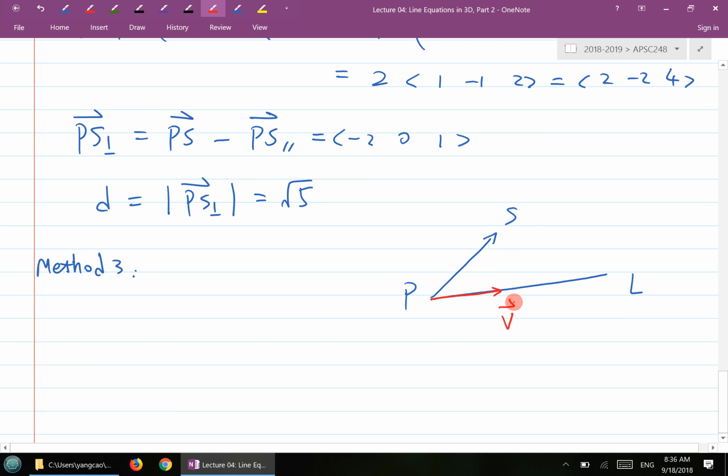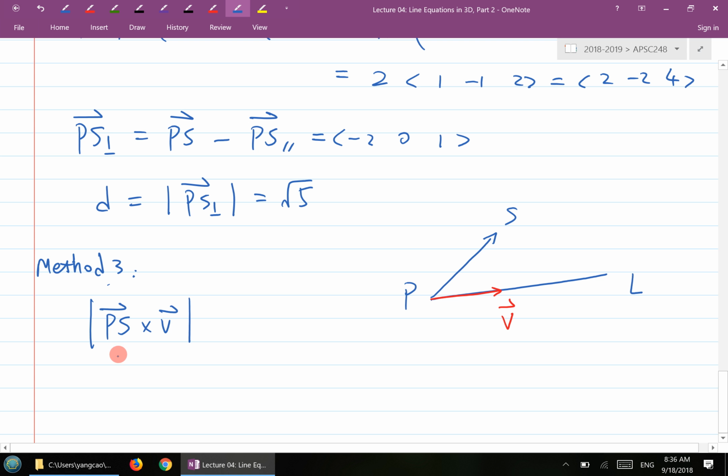Good. Okay, so I'm going to write down this first, and then actually I'll explain. Actually, you will see where it comes from. Okay. I'll directly jump into the calculation of PS cross V.